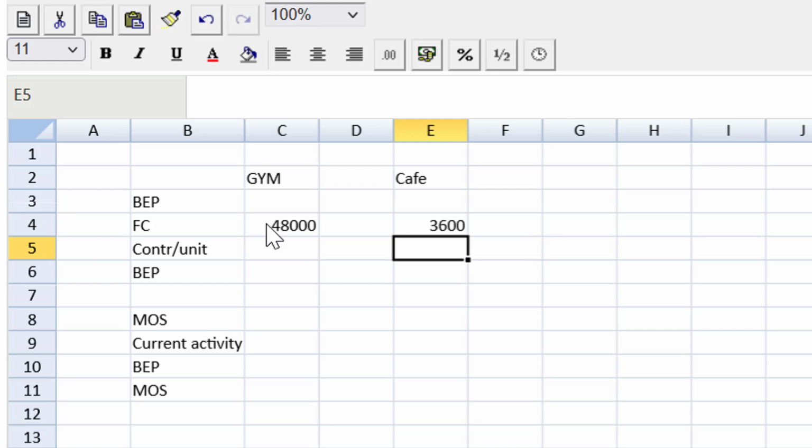Next step, contribution per unit. You remember, contribution per unit is the selling price minus all of the variable costs. Production, non-production, any variable cost comes out. So that contribution will be equal to the selling price, and we have two revenue lines. We've got the access to the gym and the parking.